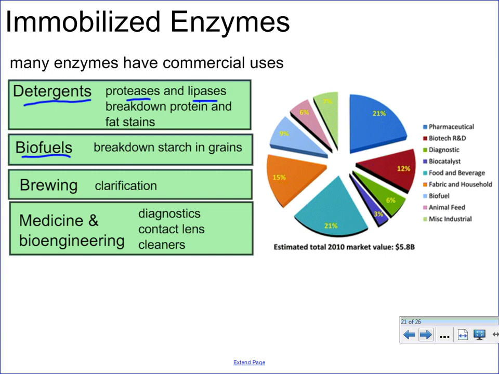Production of biofuels will make use of enzymes, so things like amylase will be used to break down the starch in grains. They can get used in the process of brewing through clarification of those products. And enzymes can be used in medicine and bioengineering. They can be used in diagnostic tests to test for the presence of something like HIV, for example. They can be used to clean contact lenses as another example.